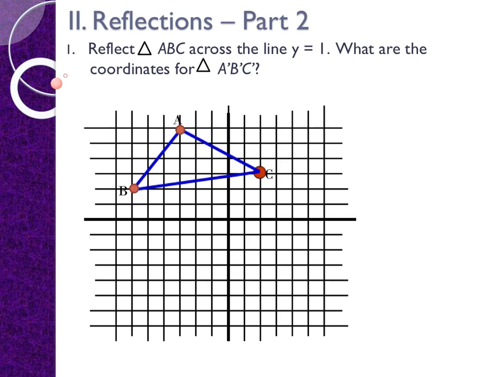Reflect triangle ABC across the line y equals 1. What are your coordinates for triangle A prime, B prime, and C prime? So in this case, I'm not reflecting across the axis. I'm reflecting over y equals 1. So I'm going to find my 1 on my y-axis, and I'm going to draw a line. We're reflecting across this line now. Okay?